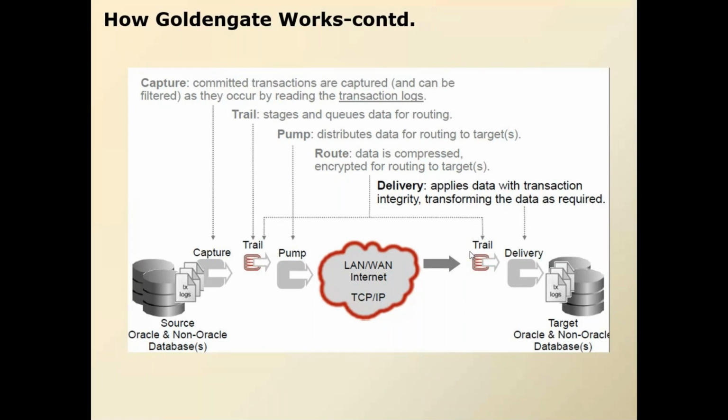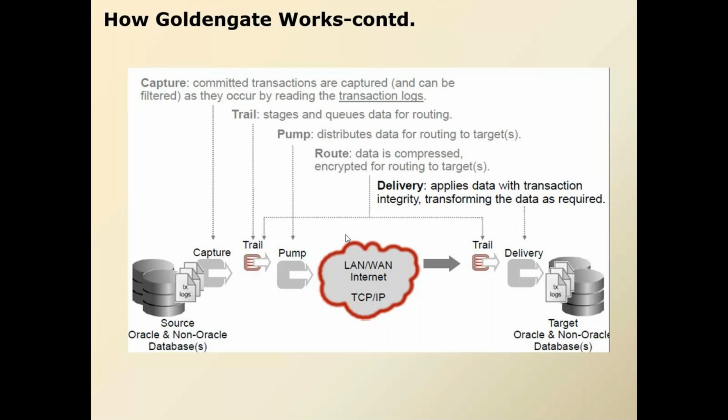Now remember here, there are three processes involved for GoldenGate replication. First is the extract or capture process, second is the data pump GoldenGate process, and third is the replicat or delivery process. So the extract process does the extraction or capture part. The pump process sends the data over the TCP/IP network, and the replicat process applies the data to the target database.